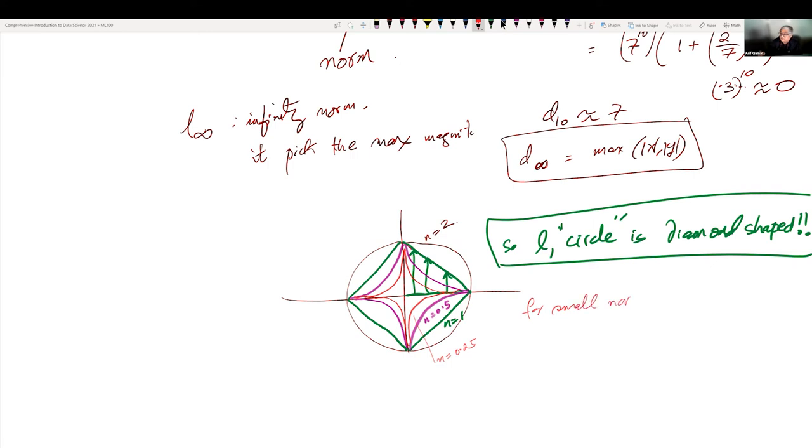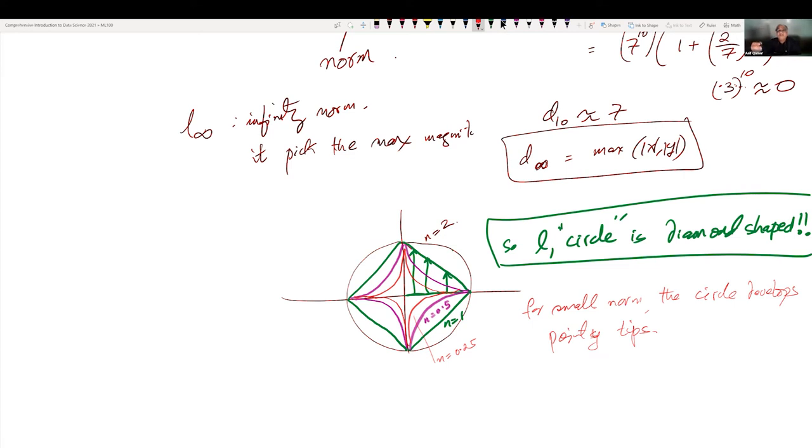Do you notice that for smaller norm, the circle develops rather pointy tips, isn't it? Guys, is that obvious? But a circle is nice and round.